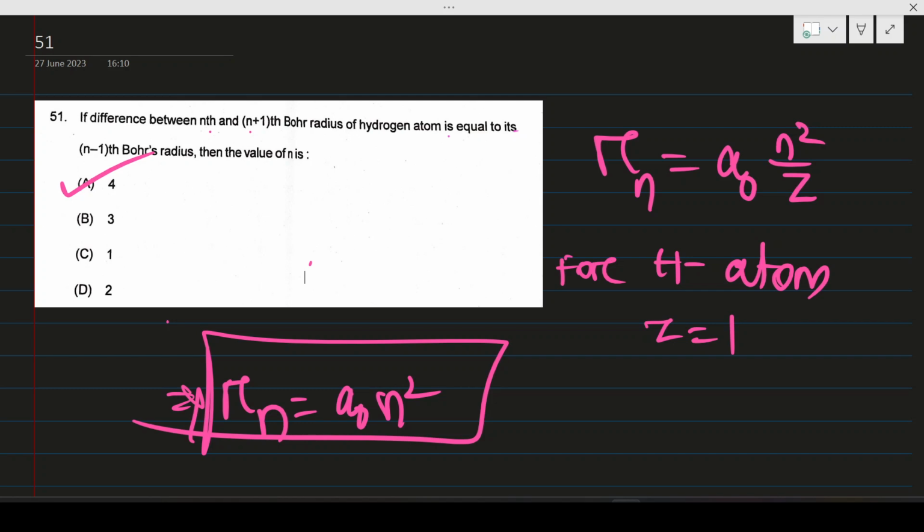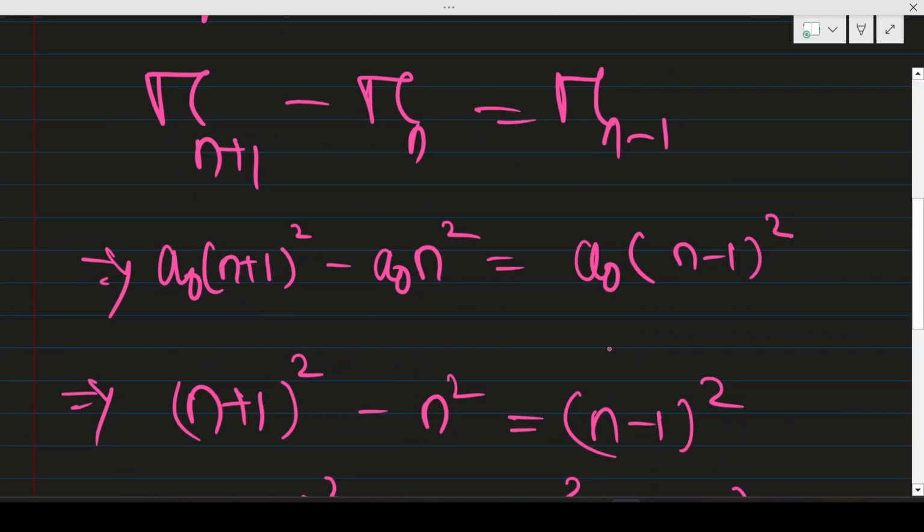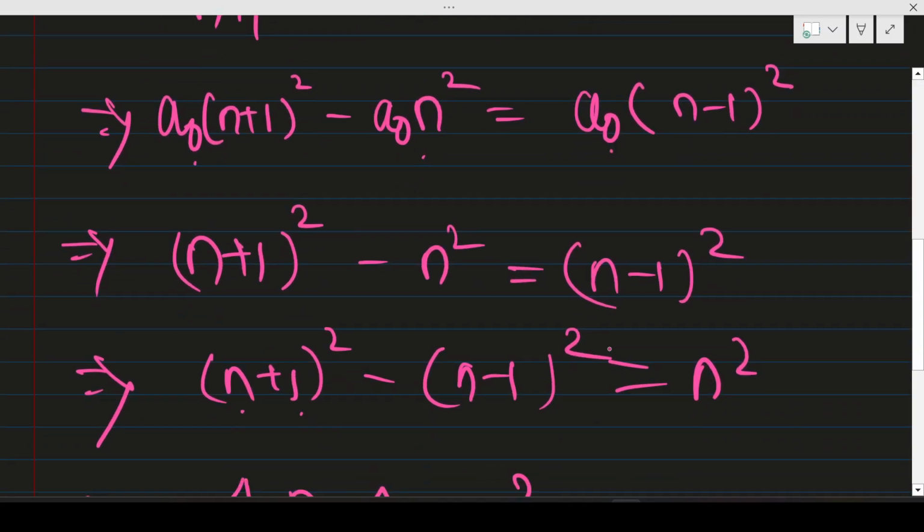I am not saying more about those things. So basically now for hydrogen atom, Z equal to 1. So Rn equal to A0 n square. Now Rn plus 1 equal to A0 (n plus 1) whole square. Similarly Rn equal to A0 n square. Rn minus 1 equal to A0 (n minus 1) whole square. Now it will be (n plus 1) whole square minus n square equal to (n minus 1) whole square.